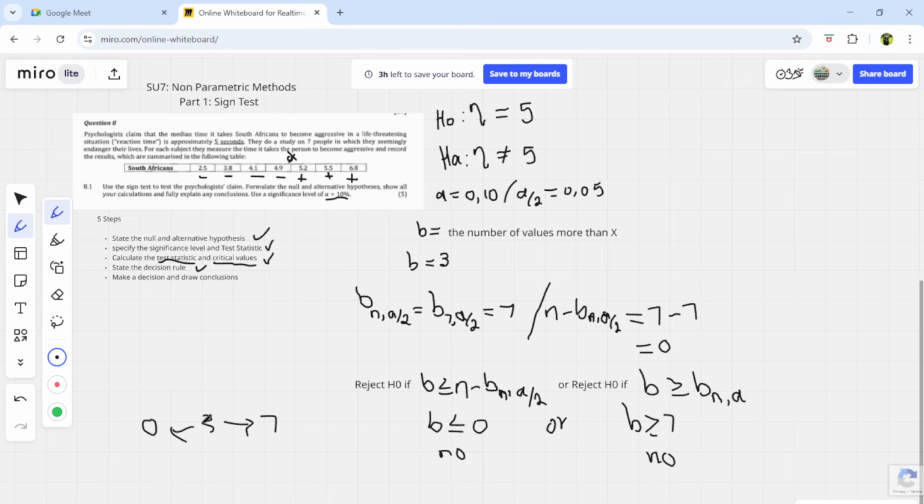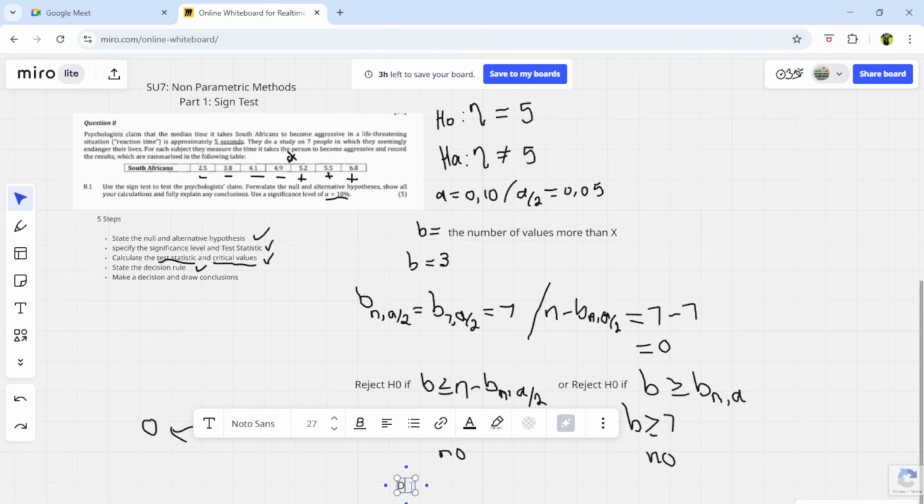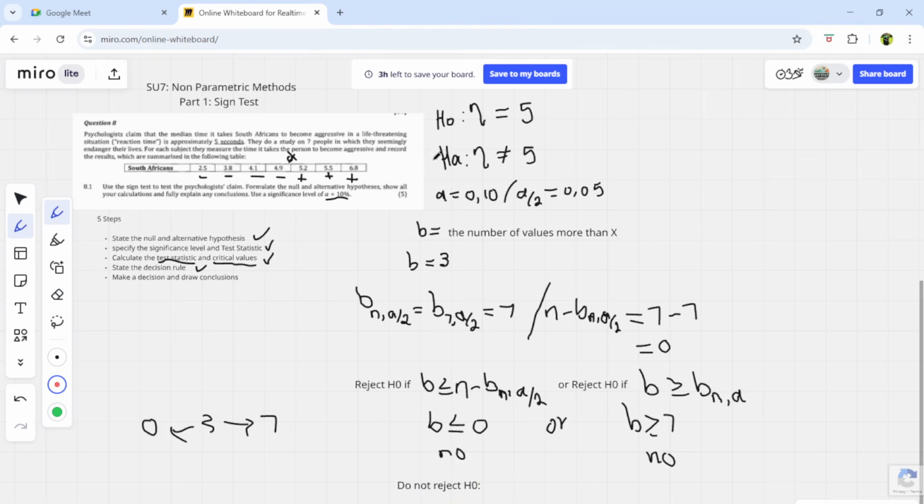But if the test statistic was, say, 9, then 9 would be greater than 7, so one of the conditions of rejection would apply. In this case it doesn't apply, so we do not reject the null hypothesis. If you do not reject the null hypothesis, it means the null hypothesis is correct, and the alternative is the one that is incorrect.